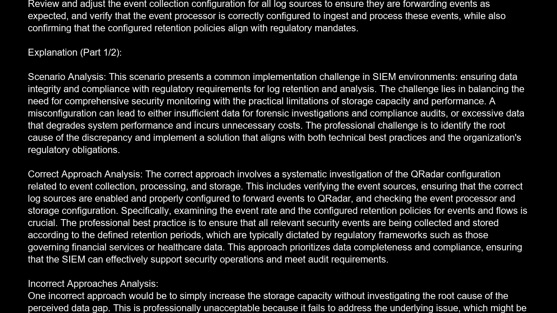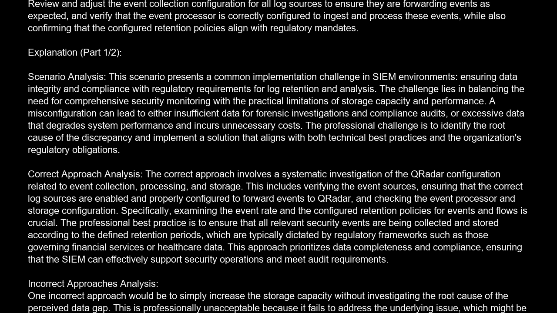Correct answer is C. Review and adjust the event collection configuration for all log sources to ensure they are forwarding events as expected, and verify that the event processor is correctly configured to ingest and process these events, while also confirming that the configured retention policies align with regulatory mandates.